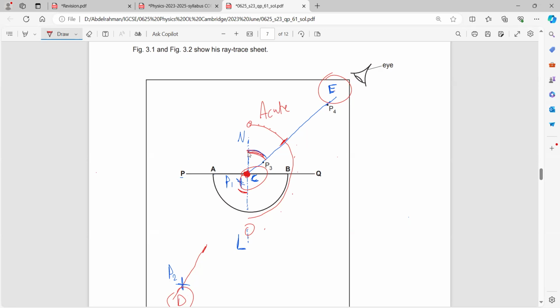Measure the acute angle, which would be an angle less than 90 degrees, okay? He doesn't have to actually say that it has to be an acute angle. But usually we measure angles which are less than 90 degrees.